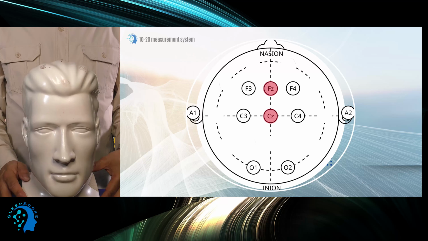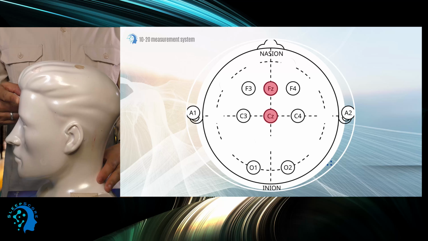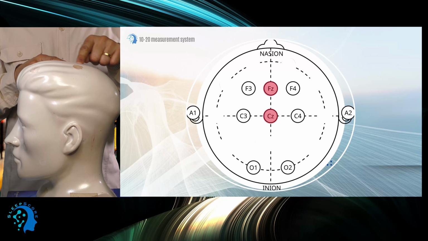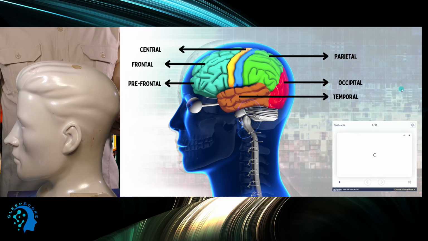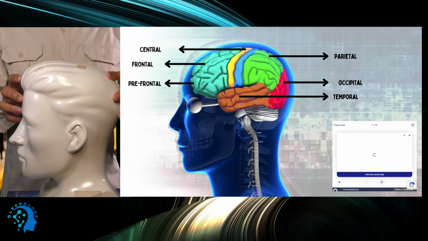Now, the first one is the parts of the brain that we learned yesterday. This is the forehead. It is called prefrontal. This is called frontal. This is called central. This is parietal. And this is occipital. You can check on the picture. Now, this is prefrontal. This is frontal. This is central. This is occipital. And this side is occipital and this is parietal.